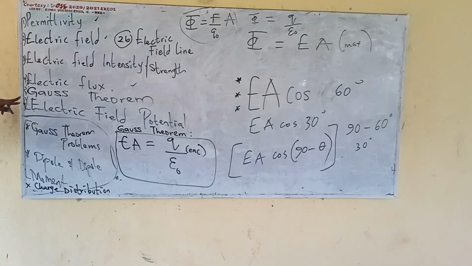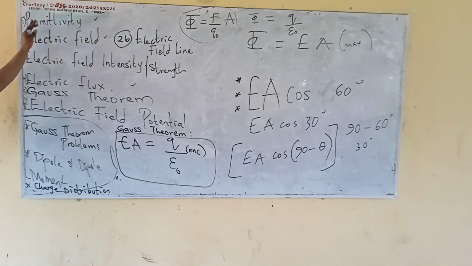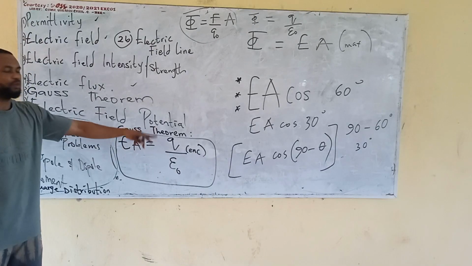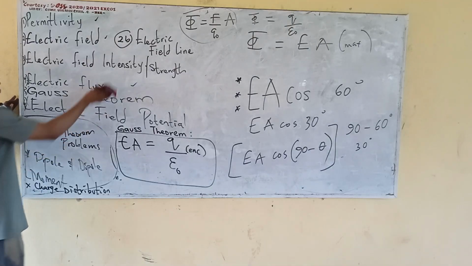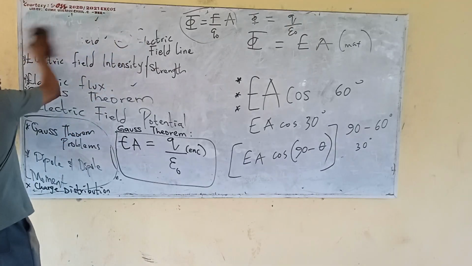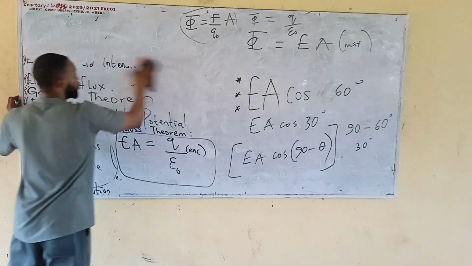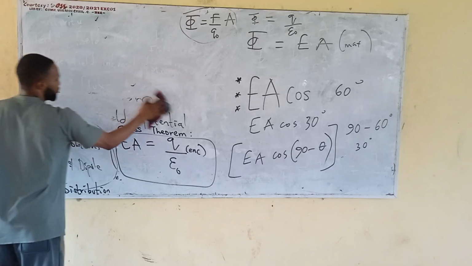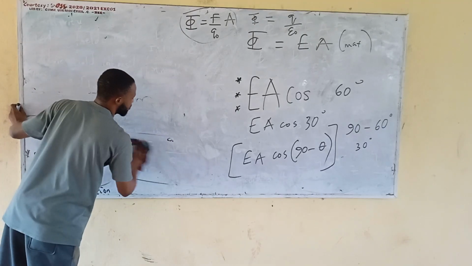So I've been able to do this up to Gauss theorem, so I can clean this part of the board. The only one I need to explain is electric field potential. Then we'll do Gauss theorem, I explain Gauss theorem, then we'll do potential, then start solving questions.